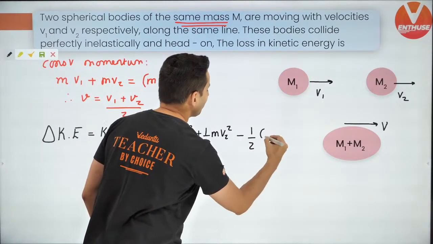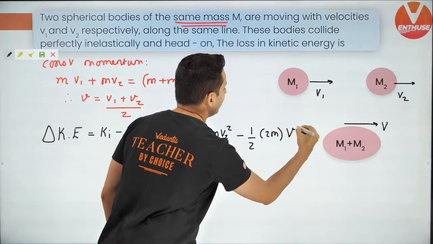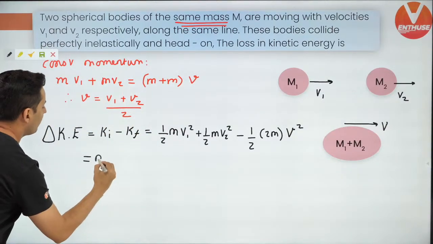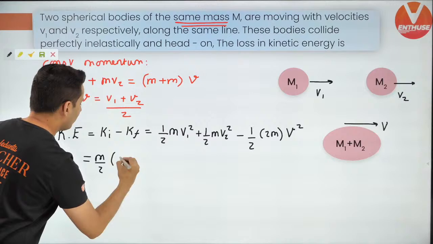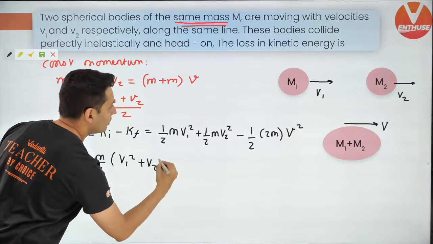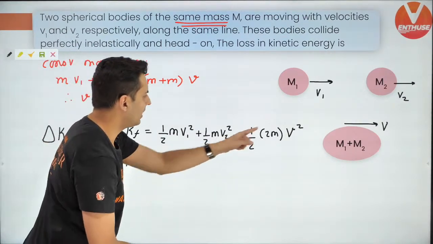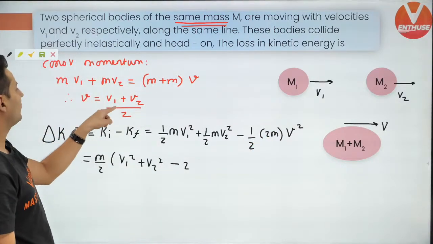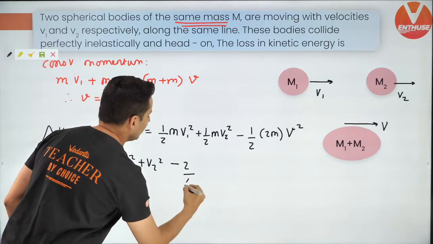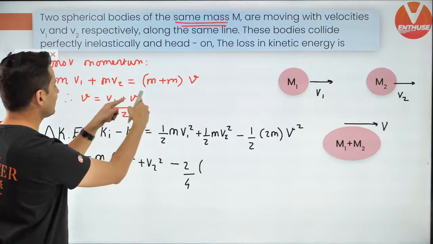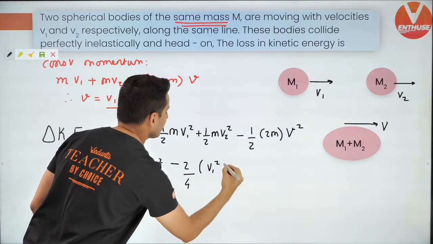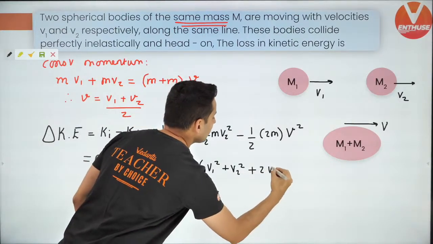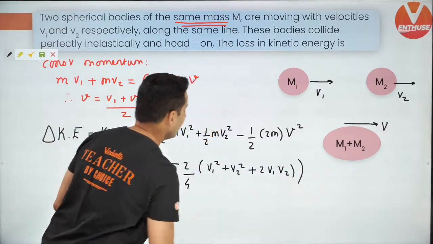Minus half into 2m into new velocity square. So that's the change in the kinetic energy. So let us take m by 2 common, and what do we get? We will get v1 square plus v2 square, and we have 2 over there, and v square. Now v square is this square, so it will be divided by 4, and v1 plus v2 whole square will be v1 square plus v2 square plus 2 v1 v2. That's what I'm going to get.